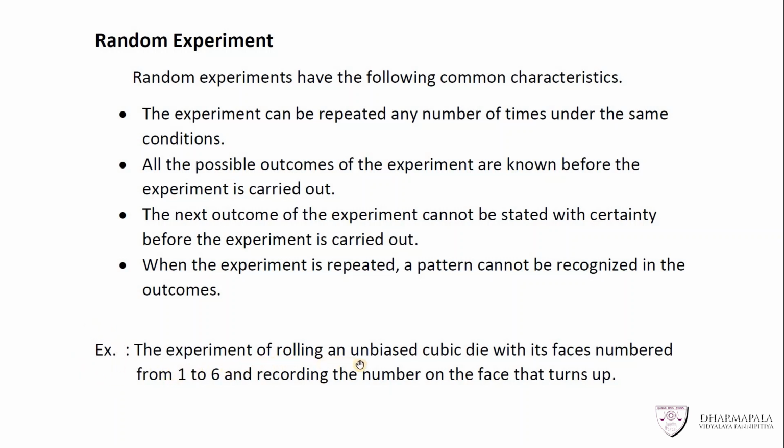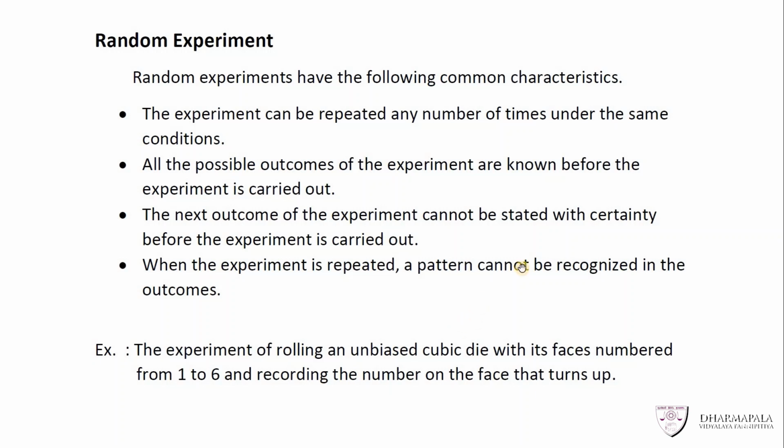The experiment of rolling an unbiased cubic die with its faces numbered from 1 to 6 and recording the number on the face that turns up. So it is clear we can repeat this experiment under the same conditions over and over again. That means the first characteristic is here. All possible outcomes of the experiment are also known before the experiment is carried out. All possible outcomes are the numbers from 1 to 6. So the second characteristic is also here in the experiment.